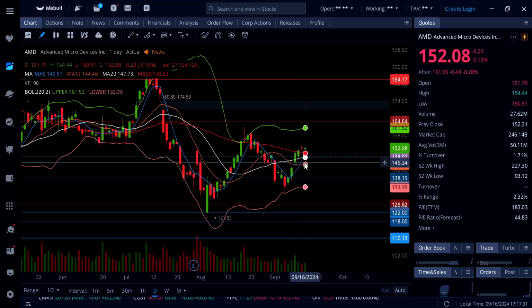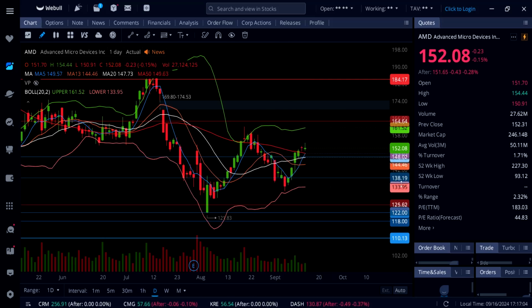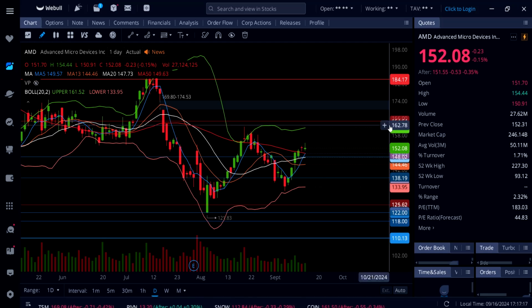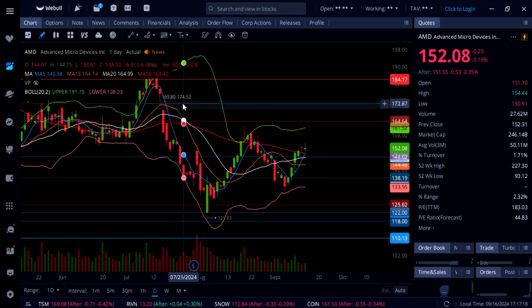But this is actually a breakout, so watch out. As long as AMD can hold over 148 to 150, these moving averages right here, this thing can make a move back up to the upside all the way up to 161.52, and from there maybe even 164, and then we can talk about this gap here on top at 174.53 on AMD.